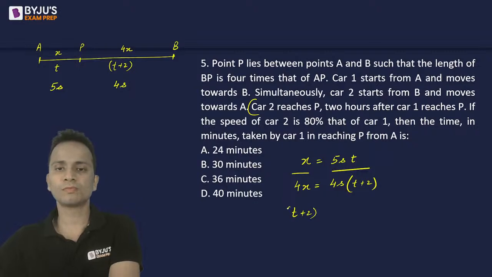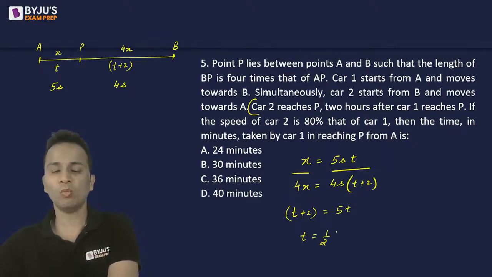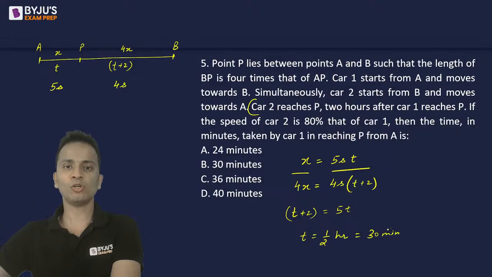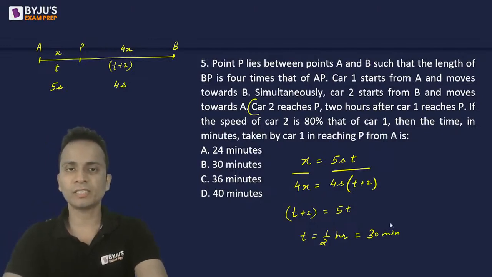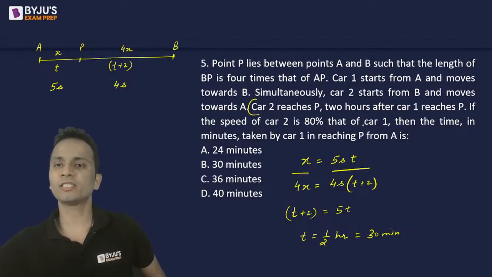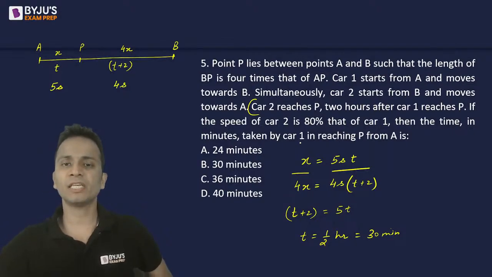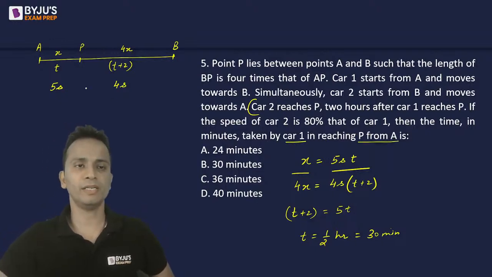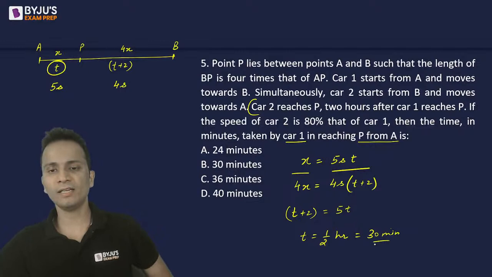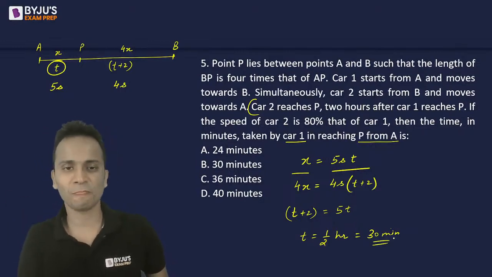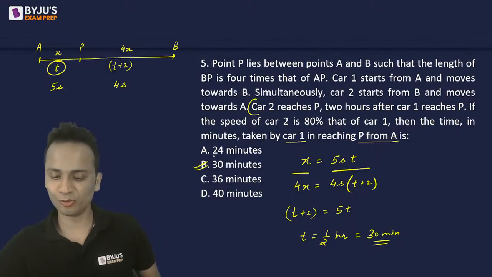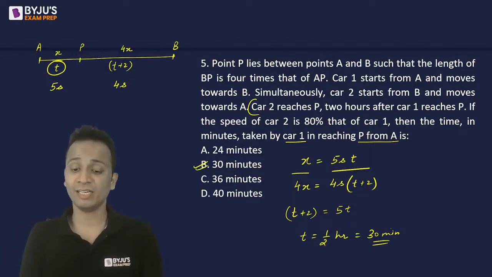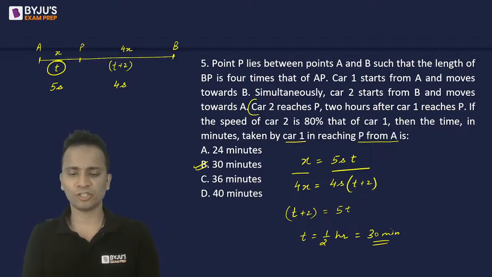So I'll be left with T plus 2 is equal to 5T. So the value of T will be equal to 2 upon 4 or 1 upon 2. 1 upon 2 hours, that is equal to 30 minutes. So the question asks for the time in minutes taken by car 1 in reaching P from A. That is equal to T, and 30 minutes should be the correct answer of this question. Unfortunately, all of you who have given the answer have given a wrong answer. So the correct answer should be 30 minutes.